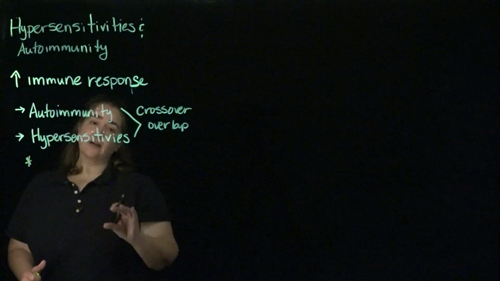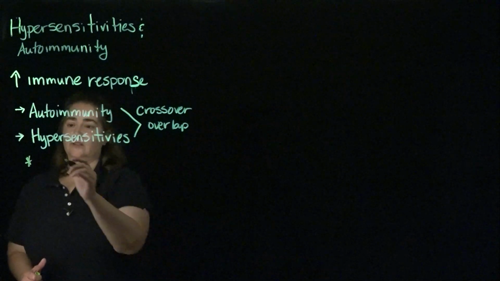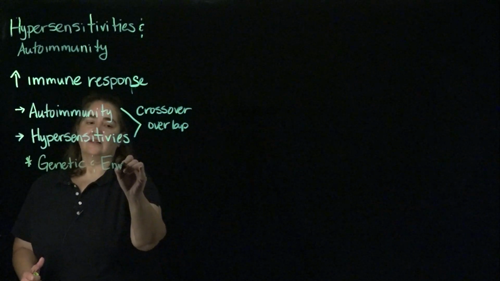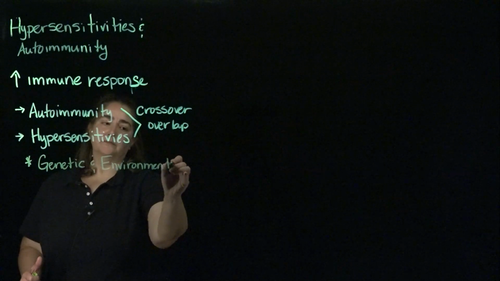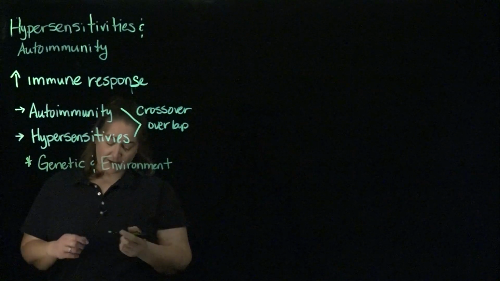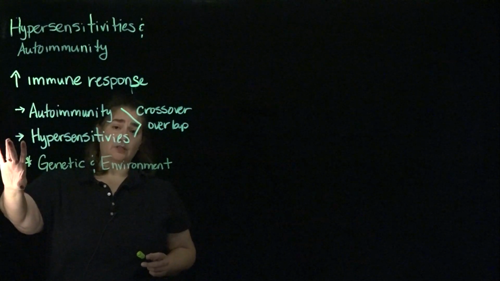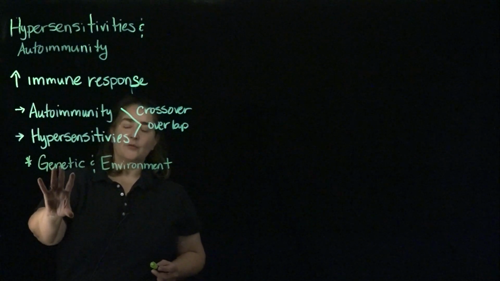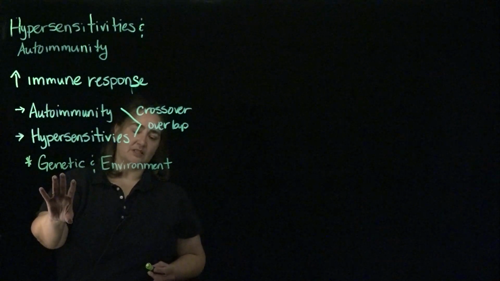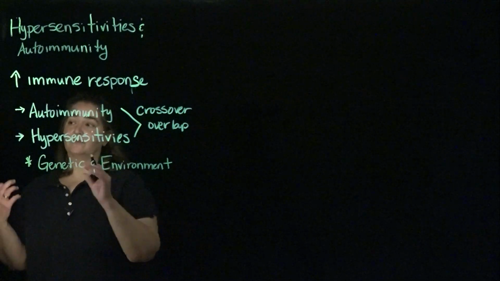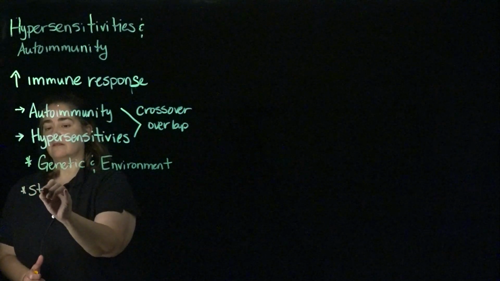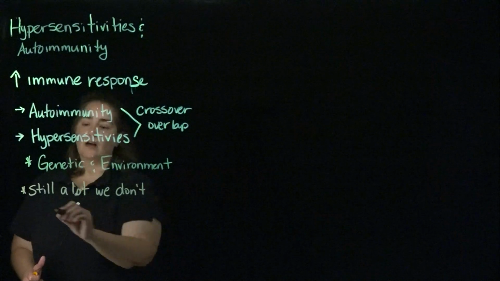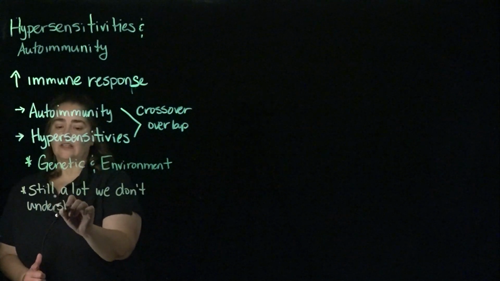All right, and the caveat we have with an altered immune response, there are going to be some genetic and some environmental factors that can contribute to autoimmunity and hypersensitivity, okay? So somebody may have a genetic predisposition to an autoimmune disease, but that's not a guarantee they're going to develop the autoimmune disease, because with the immune system, there's still a lot associated with that we don't understand in how this happens.